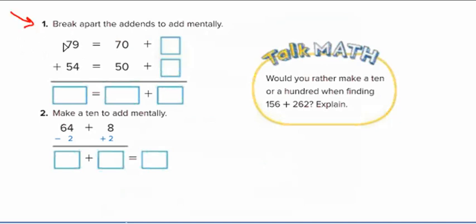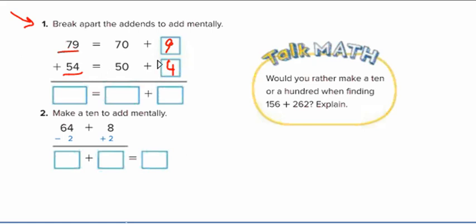Number 1. Break apart the addends to add mentally. We want to add 79 plus 54. So we will break apart. We will convert the standard form to expanded form. 79 equals 70 plus 9. 54 equals 50 plus 4.